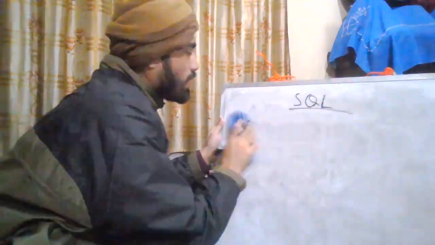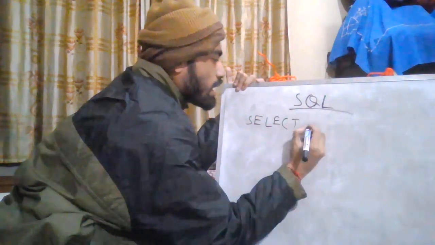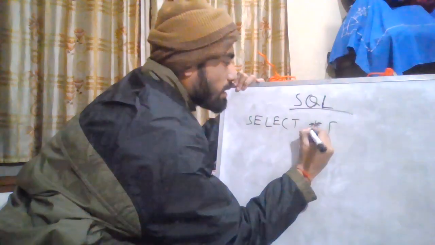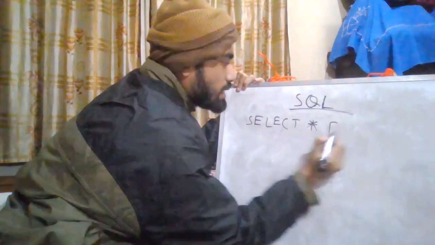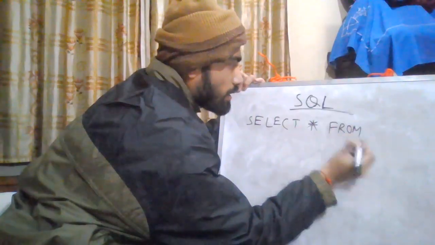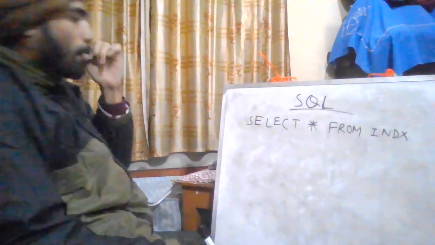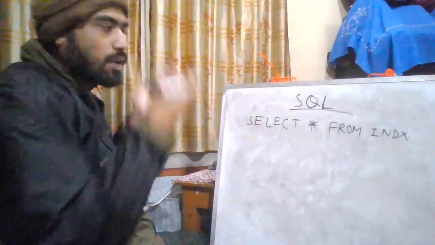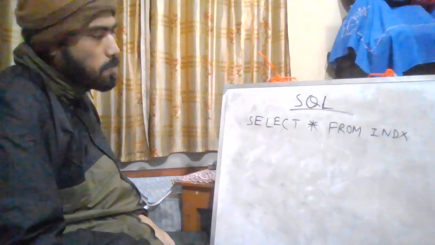Fine. Now, the select statement. I am going back to the select statement. Select star from the same index, same syntax I am going to repeat: select star from index. It will display all the records, all the columns and the corresponding records that we inserted. So select star means select all.